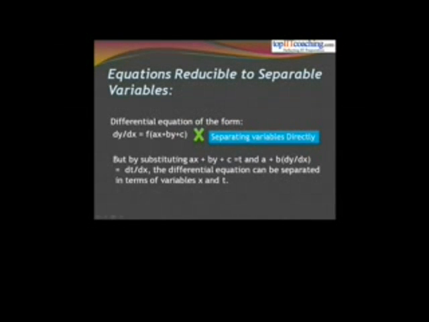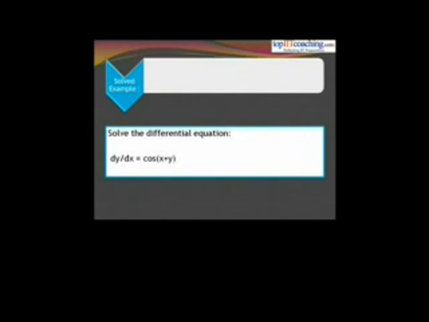But by substituting ax plus by plus c equal to t, we can reduce this into separable variable form. How? The differential of this would be a plus b times dy by dx equal to dt by dx. So we substitute the value of dy by dx in this expression in the form of dt by dx, and thus the differential equation would be in the form of variables x and t, which can be easily solved by the method of separable variables. Let's try to see an example.